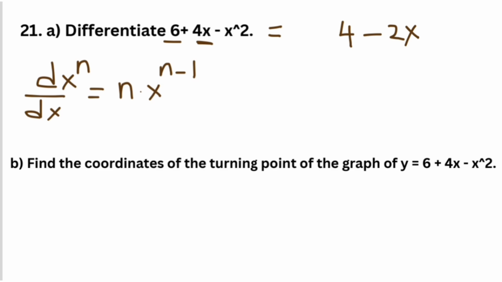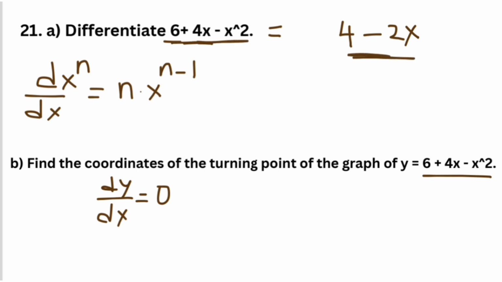Find the coordinates of the turning point of the graph of y equal to 6 plus 4x minus x raised to the power of 2. We need to find the coordinates of the turning point of the graph. So in this case, you have to take dy by dx equal to 0. This is the y. So when you do differentiation of y, what do we get? We got 4 minus 2x, isn't it? So that one you have to take as 0. 4 minus 2x equal to 0. That means x equal to 2. So we are getting the x value as 2.